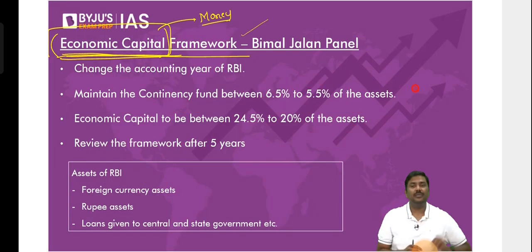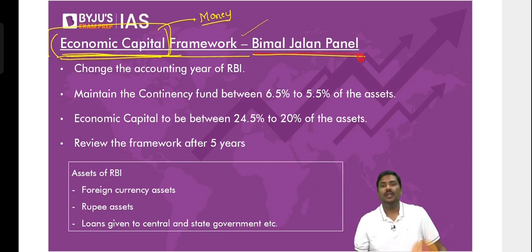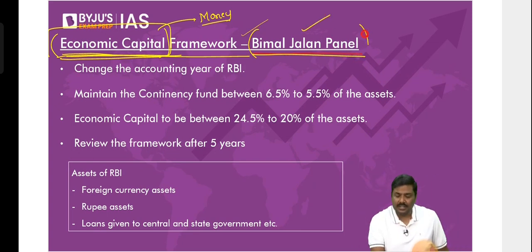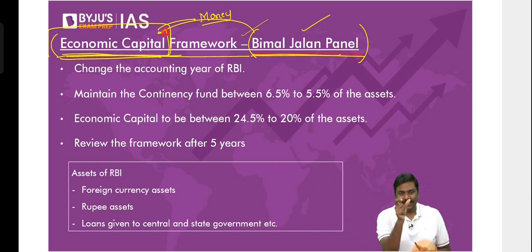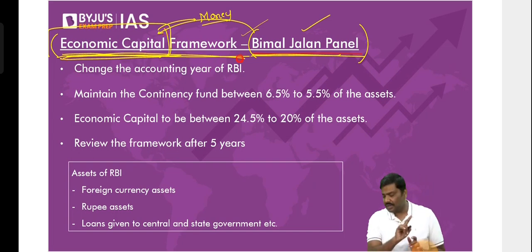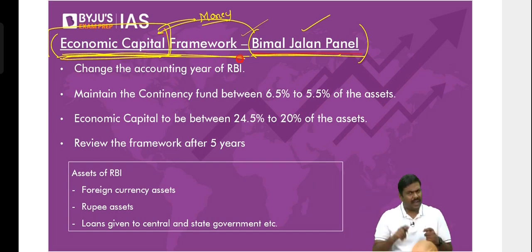To address this friction, Government of India appointed a new committee, the Bimal Jalan committee, or Bimal Jalan panel. Now understand this very carefully. In UPSC, they can ask a question citing the name of the chairperson, that is Mr. Bimal Jalan, or else technically the name of the committee is the Committee on Economic Capital Framework. Either of the terms can be used. Don't be confused.